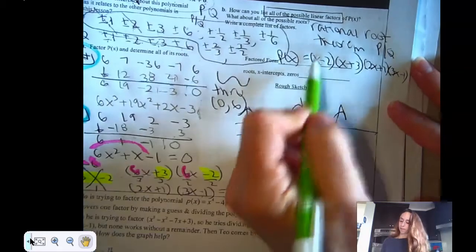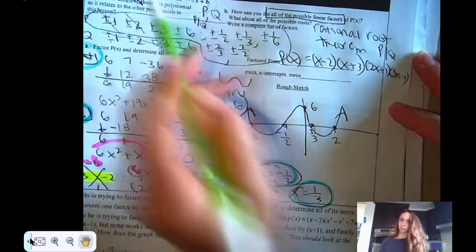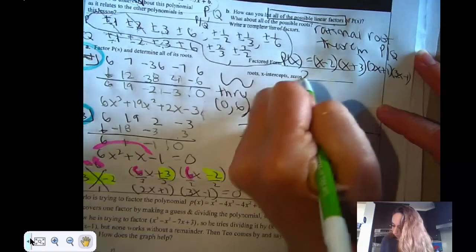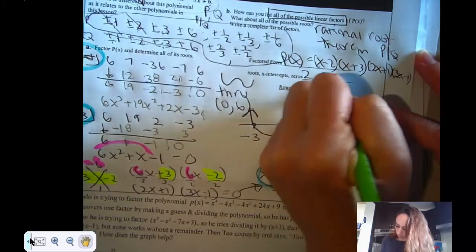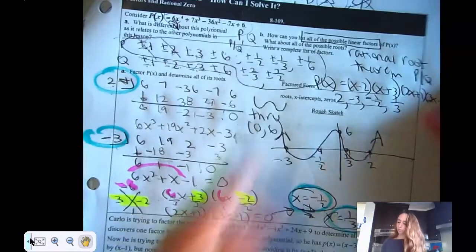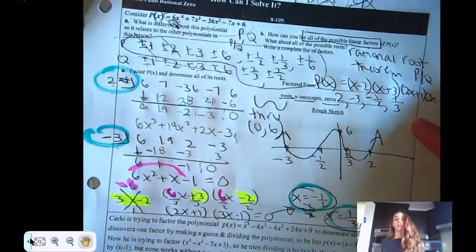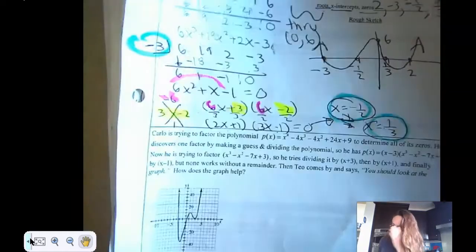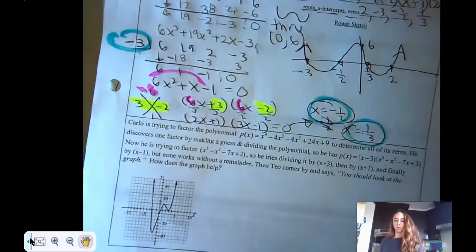How do you know I'm right? Take this, put it in decimals. Take this, put it in decimals. They should be right on top of each other if you did it correctly. Okay? Keep in mind, roots, x-intercept, zeros, they all mean the same thing. All right. So give me a second. I'm going to read this one.